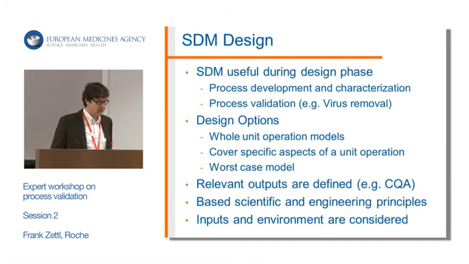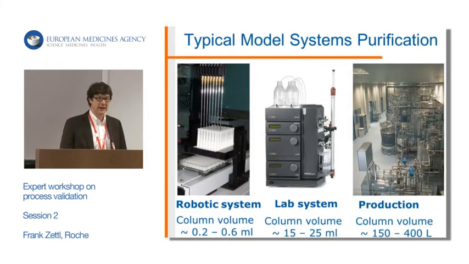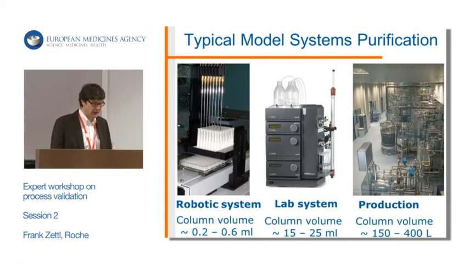Okay, so there are a lot of options there, a lot of variability. Going to the next slide. This shows typical scale-down model systems for purification. We are currently going into the robotic systems. They are useful for some specific aspects to assess.